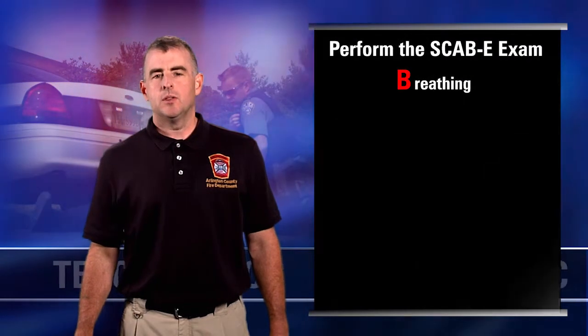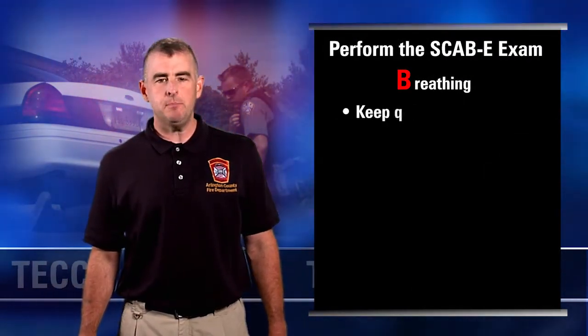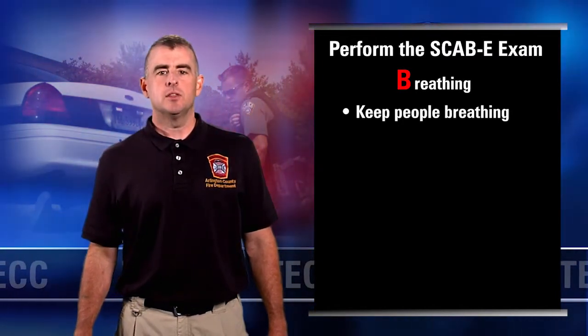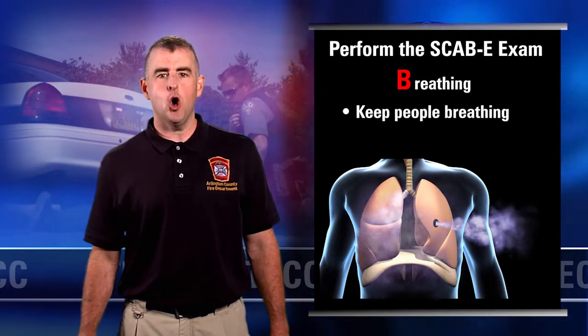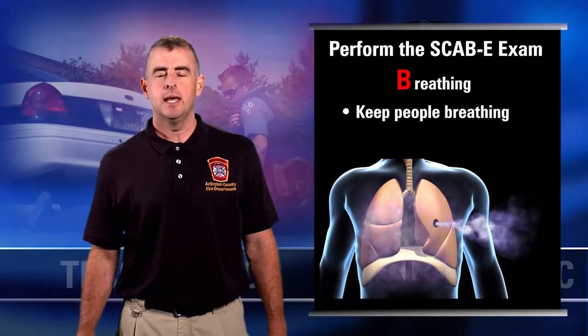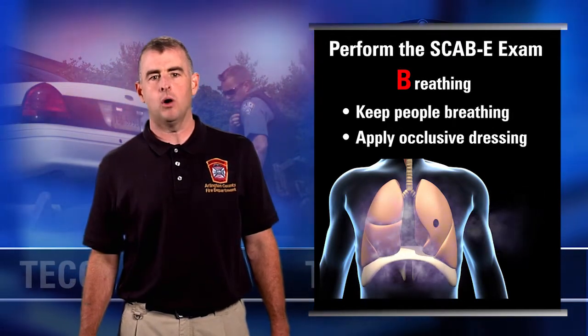Moving on in the SCAB-E exam, B is for breathing. The focus of care for breathing in the indirect threat care phase is on keeping people breathing, not making them breathe. Essentially, the focus is on recognizing open chest wall injuries that would compromise the mechanics of breathing and applying an occlusive dressing to restore the integrity of the chest wall.